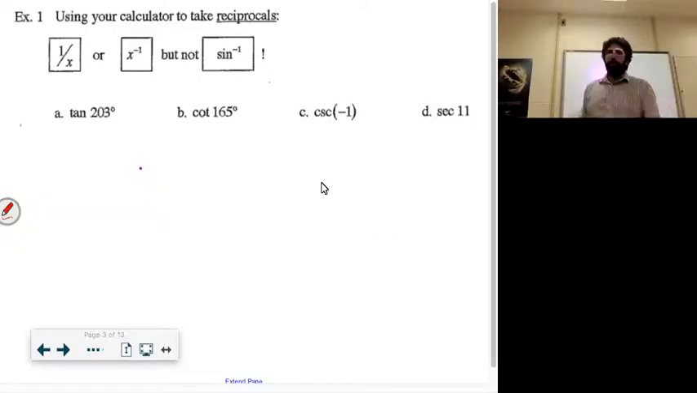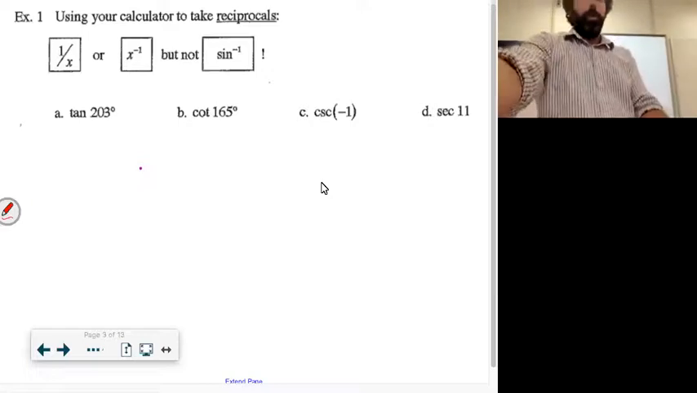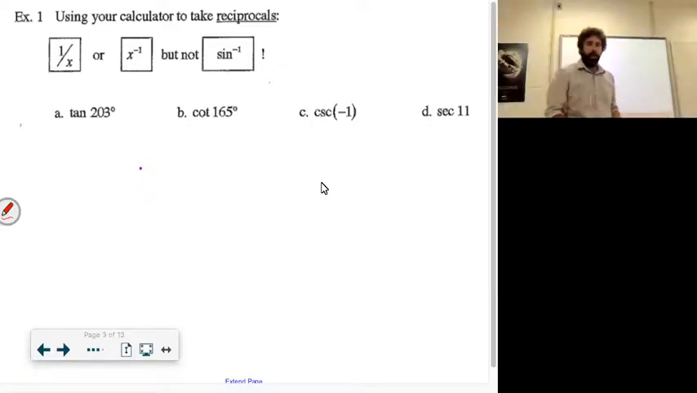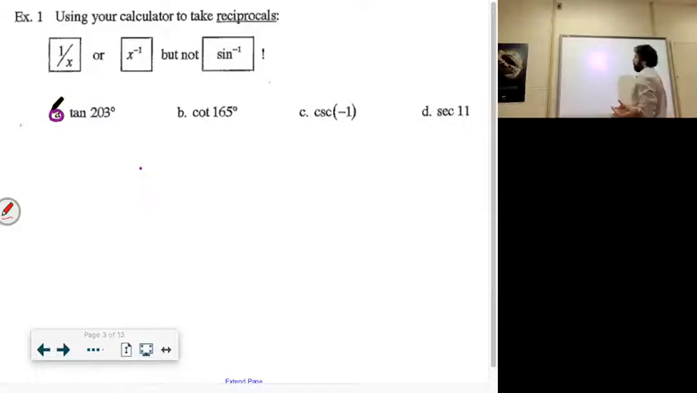Now we're going to do a few examples with these new functions. It starts off pretty easy. A lot of this is going to be calculator based, so you want to have a scientific calculator or graphing calculator available. We're going to start with A, which is just the tangent of 203 degrees.